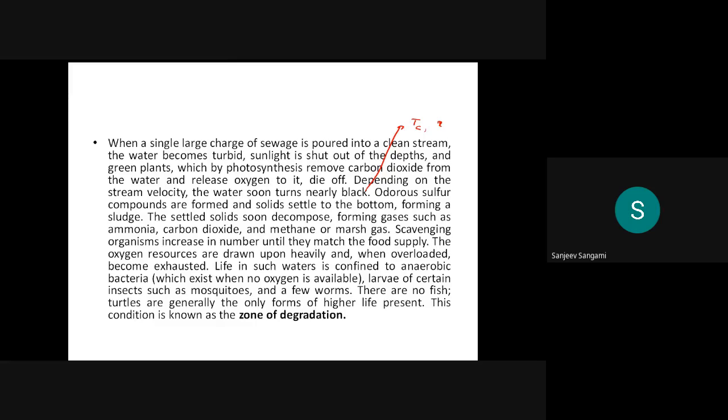That is nothing but the point we are talking about. This is TC and XC, and DC. This is small t actually, that we already discussed. Then the sludge is forming, means the solids are settled at that point and it is reaching the critical point where the DO is completely zero. The settled solids soon decompose, forming gases such as ammonia, carbon dioxide and methane, or the marsh gases.